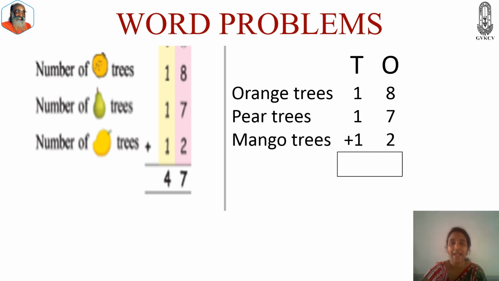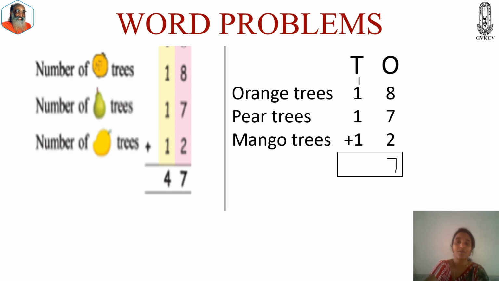Under ones, add 8 plus 7 plus 2. 8 plus 7: keep 8 in mind, take 7 fingers, 8, after that 9, 10, 11, 12, 13, 14 and 15. Now keep 15 in mind, take 2 fingers, 15, after that 16 and 17. So write 7 here and the grouping of ones goes to tens, so I am writing 1 over there.